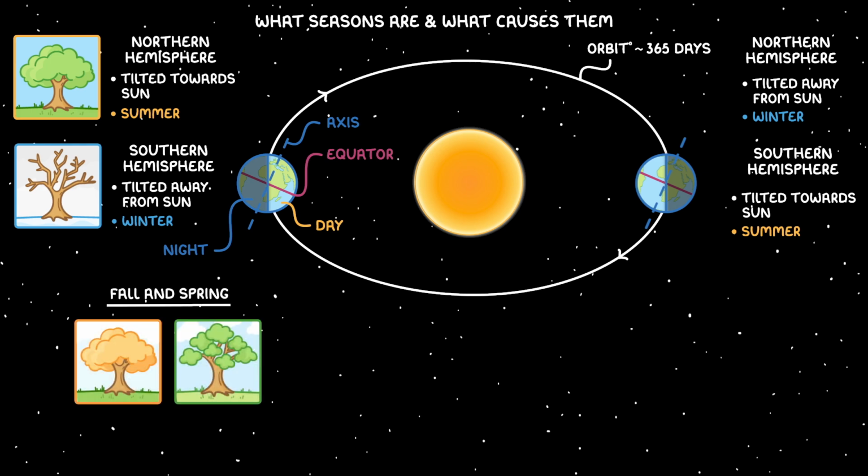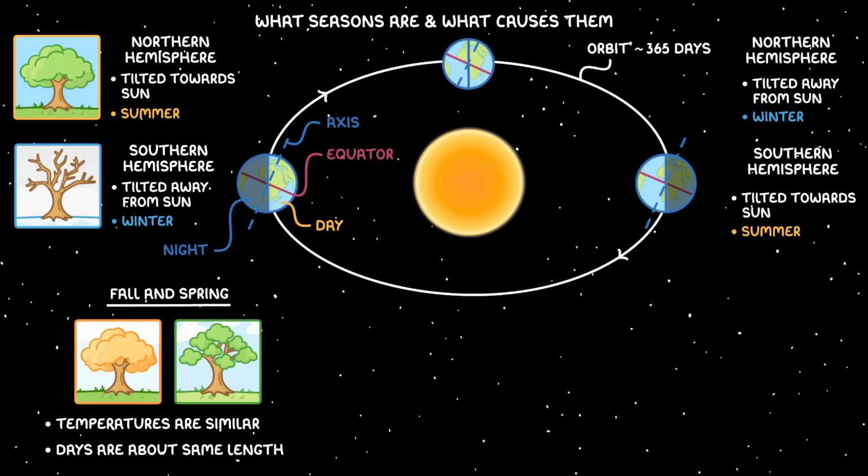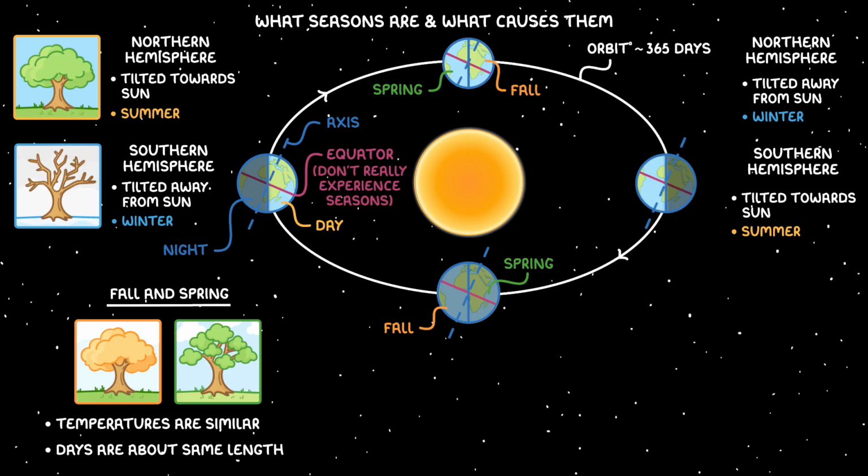We've obviously skipped over fall and spring here, but you just need to know that the temperatures are similar and the days are about the same length. When the Earth is here, the northern hemisphere is in fall and the southern hemisphere is in spring. And by the time the Earth has moved here, the northern hemisphere is in spring and the southern hemisphere is in fall.